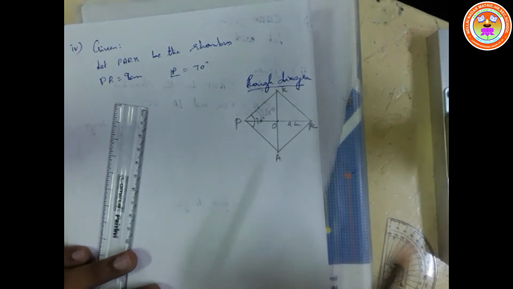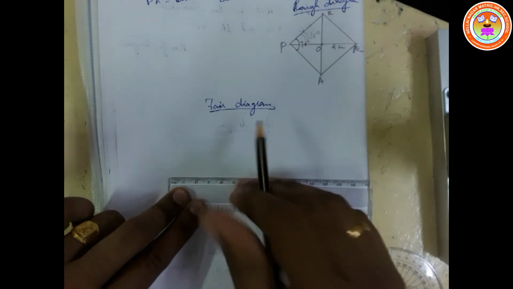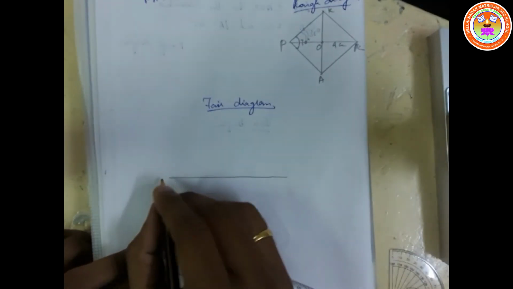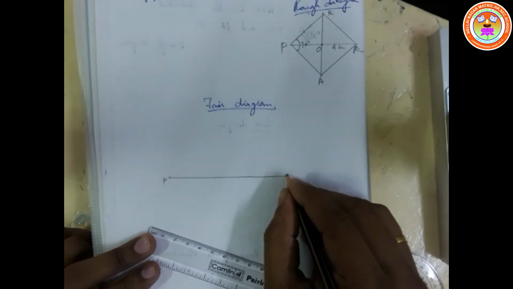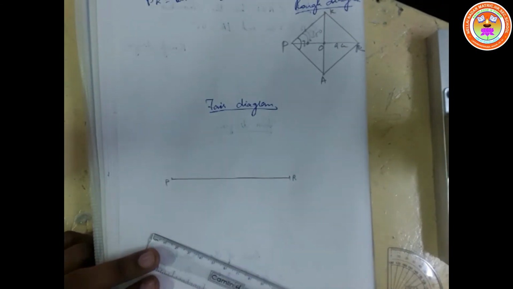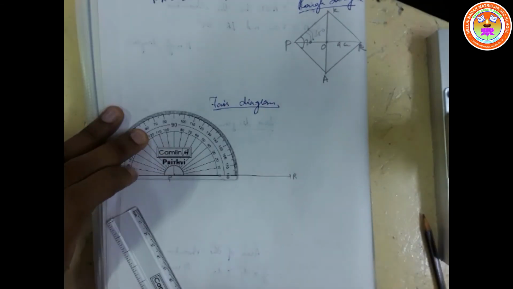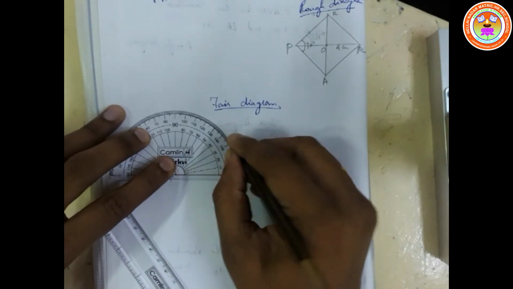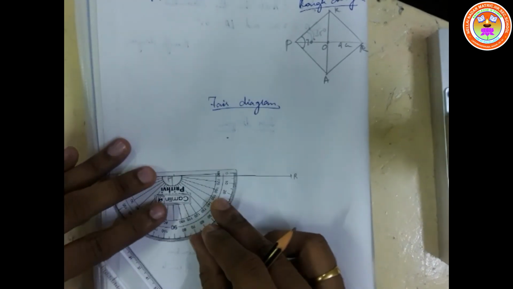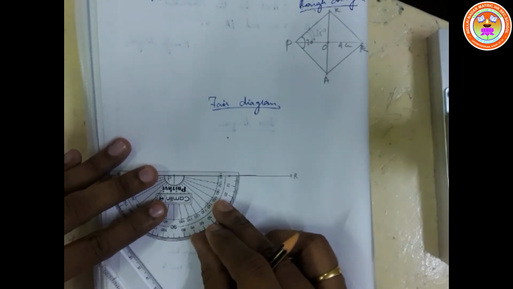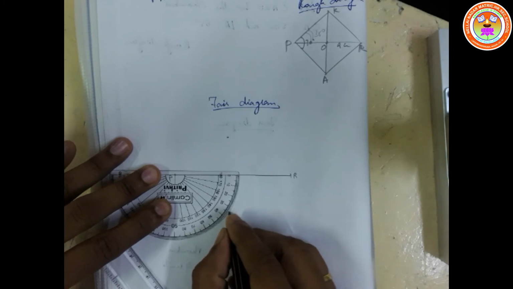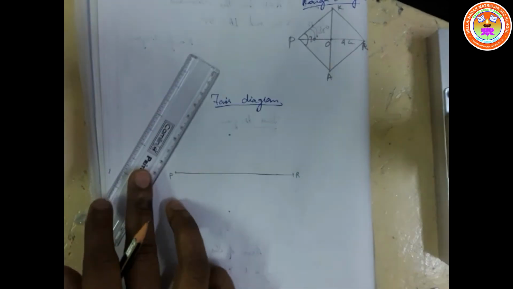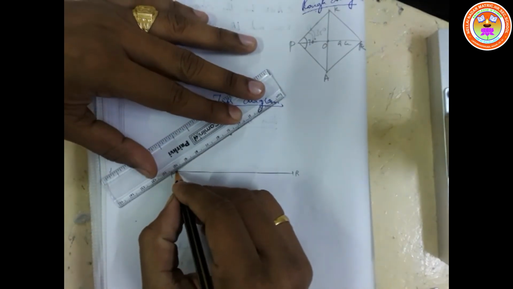Now we will see how to draw the fair diagram. In the fair diagram, first we have to draw the diagonal. It is 9 centimeter, that is PR. PR is 9 centimeter. Now keep the protractor on P. Take 35 degree above the line and also 35 degree below the line using the protractor. If you add 35 plus 35, you will get 70 degree. It is our measurement of angle P.